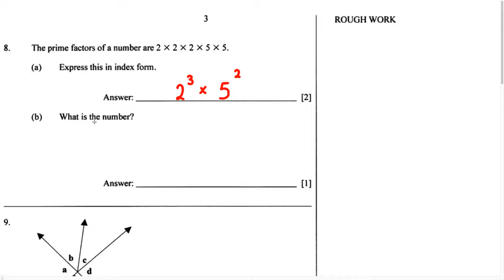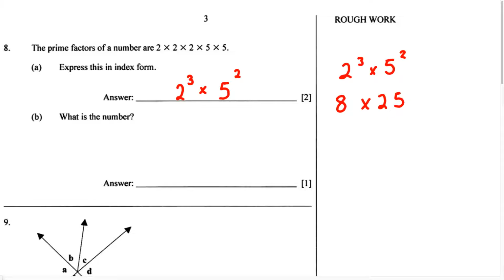Now part B says, what is the number? Now we're just going to evaluate this. We can say 2 to the power of 3 multiplied by 5 squared. We know 2 to the power of 3 is going to give us 8. And if you can't figure that out, you know 2 times 2 is going to give us 4, and 4 times 2 is going to give us 8. So that's how we got 8. Multiply by 5 squared, or you can say 5 to the power of 2, which is going to give us 25.